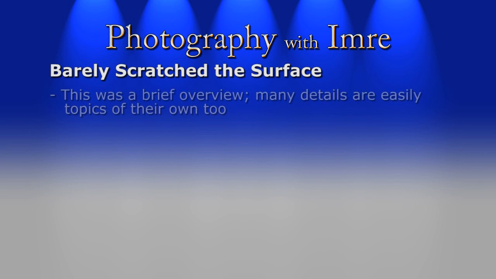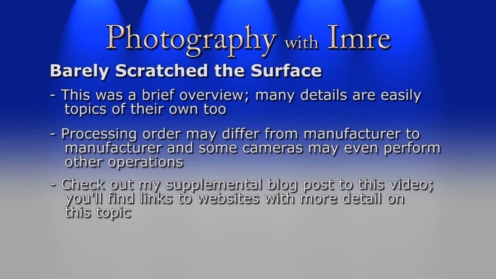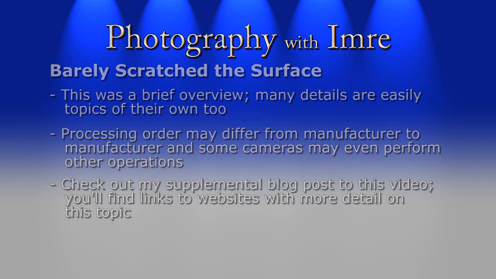Now keep in mind that what I've presented is a simplified overview and some details were omitted. For example, I didn't even mention the conversion of the data into a particular color space. In addition, the order of operations may differ from manufacturer to manufacturer, and certain camera models may perform additional processing. But nonetheless, this hopefully gives you some idea of what goes on behind the scenes. And for those of you who are really curious about the technicalities, you guessed it, I have some great website links on my supplemental blog post for this video. Actually, a lot for this one.